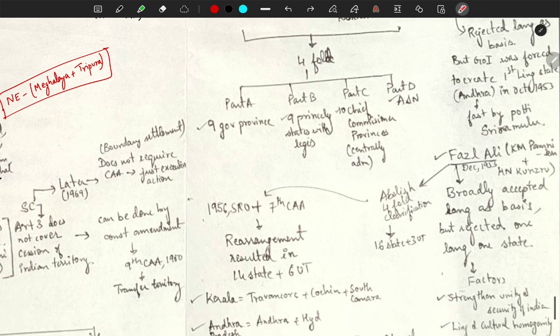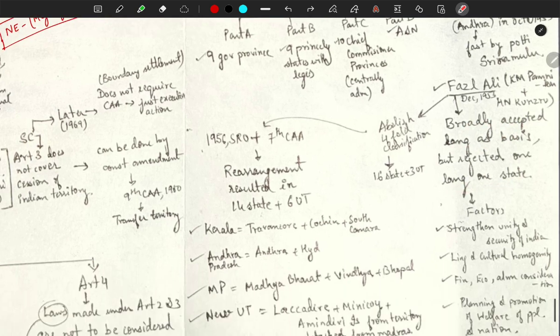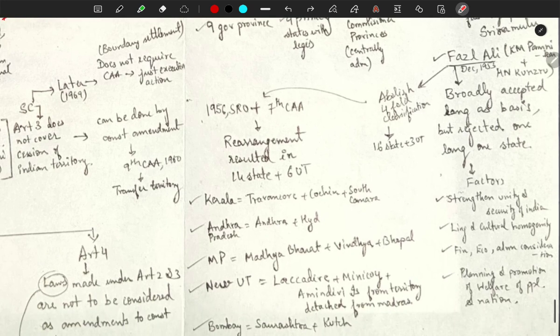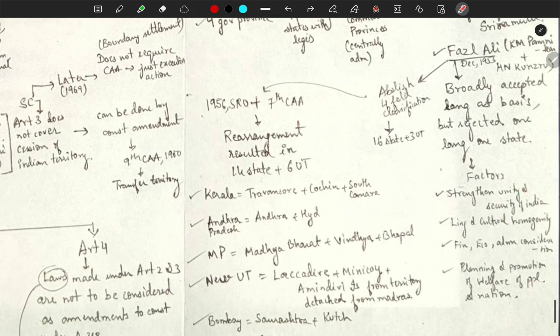What did they say? They broadly accepted language as the basis, but rejected one language, one state. What factors did they include for creating the states? The factors included strengthening the unity and security of India, linguistic and cultural homogeneity, and financial, economic and administrative considerations. Then planning and promotion of the welfare of the people and the nation was also one of the factors. These are the things they told.